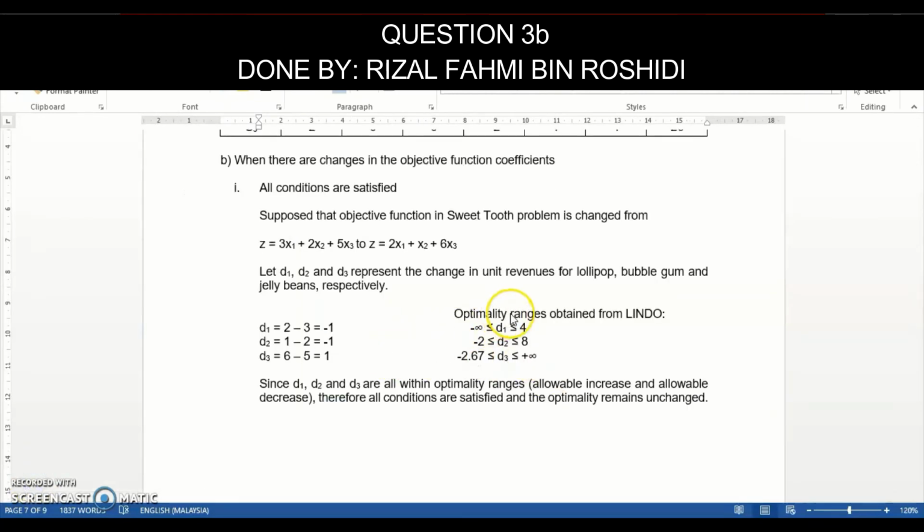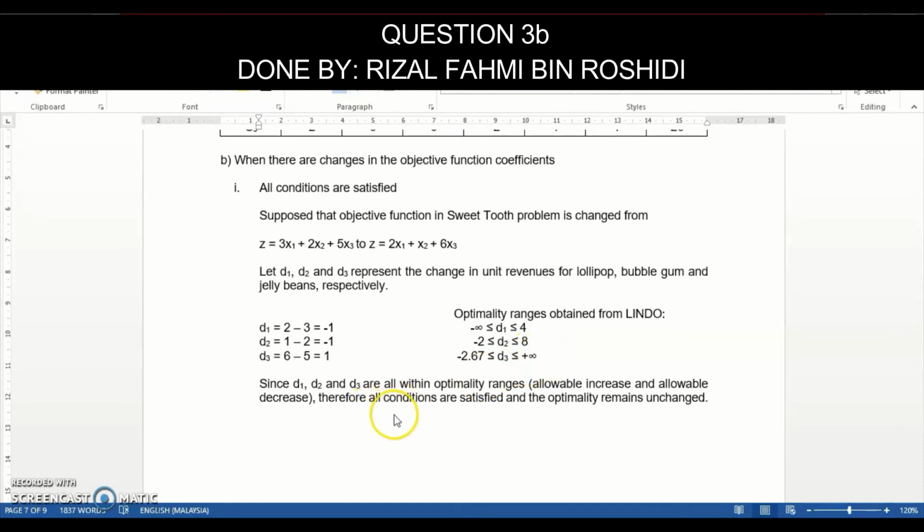So when we refer to the optimality range, the value of D1, negative 1, is within the optimality range, which is within the allowable increase and allowable decrease, between negative infinity and 4. D2, negative 1, is also within the optimality range, which is between negative 2 and 8. And D3, which is 1, is also within the optimality range, between negative 2.67 and positive infinity.